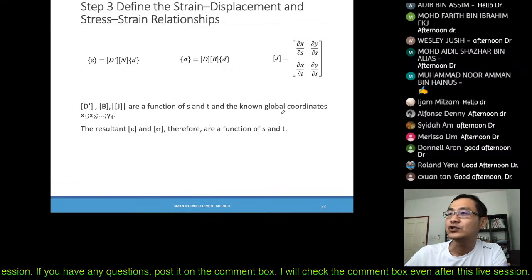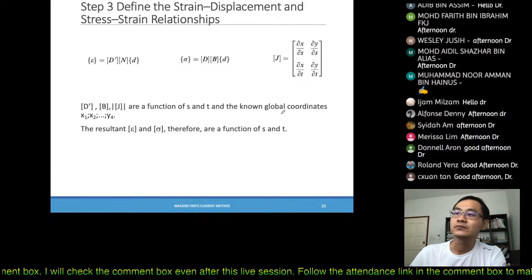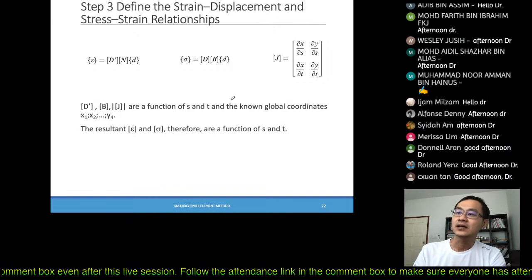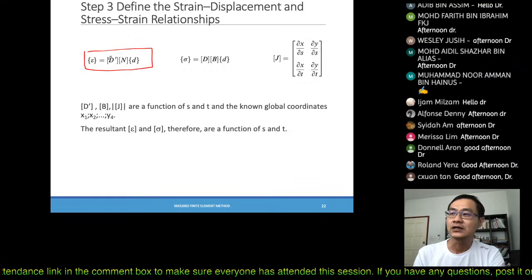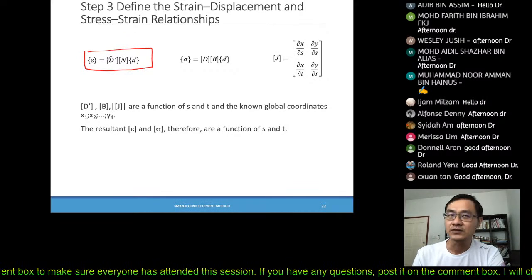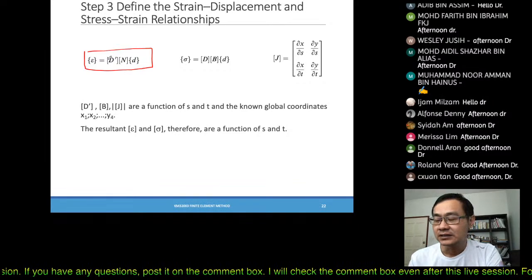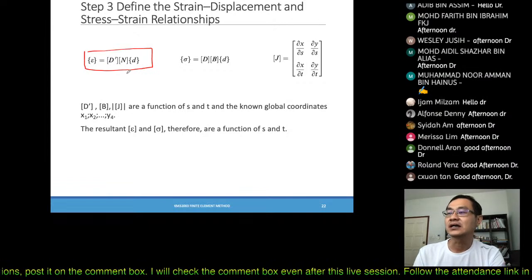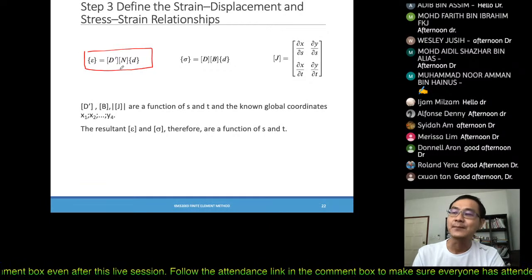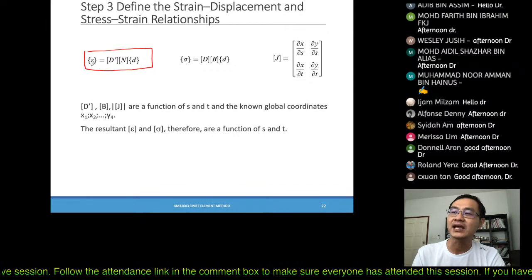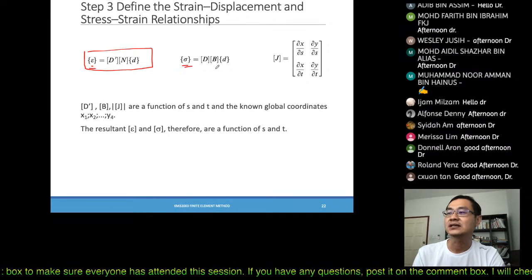Now again, to derive the strain-displacement and the stress-strain relationship, the idea is still the same. You just have to get the same formulations as the previous. You differentiate with respect to s, the natural coordinate system. Therefore you will get them mapped accordingly to obtain the strain, as well as the stress. Once you get it, you can obtain it accordingly.